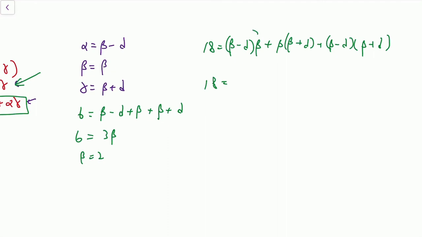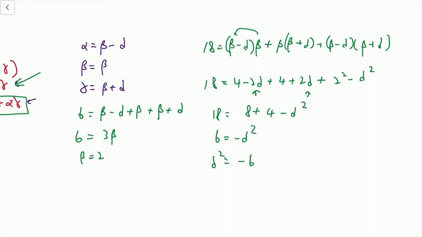So beta is 2. 2 times 2 is 4, minus 2d, plus 4, plus 2d, plus, what is this? A minus b times a plus b, right? So it's 2 squared minus d squared. The minus 2d and plus 2d cancel out. So it's plus 4 minus d squared. 4 plus 4 plus 4 is 12, minus d squared.